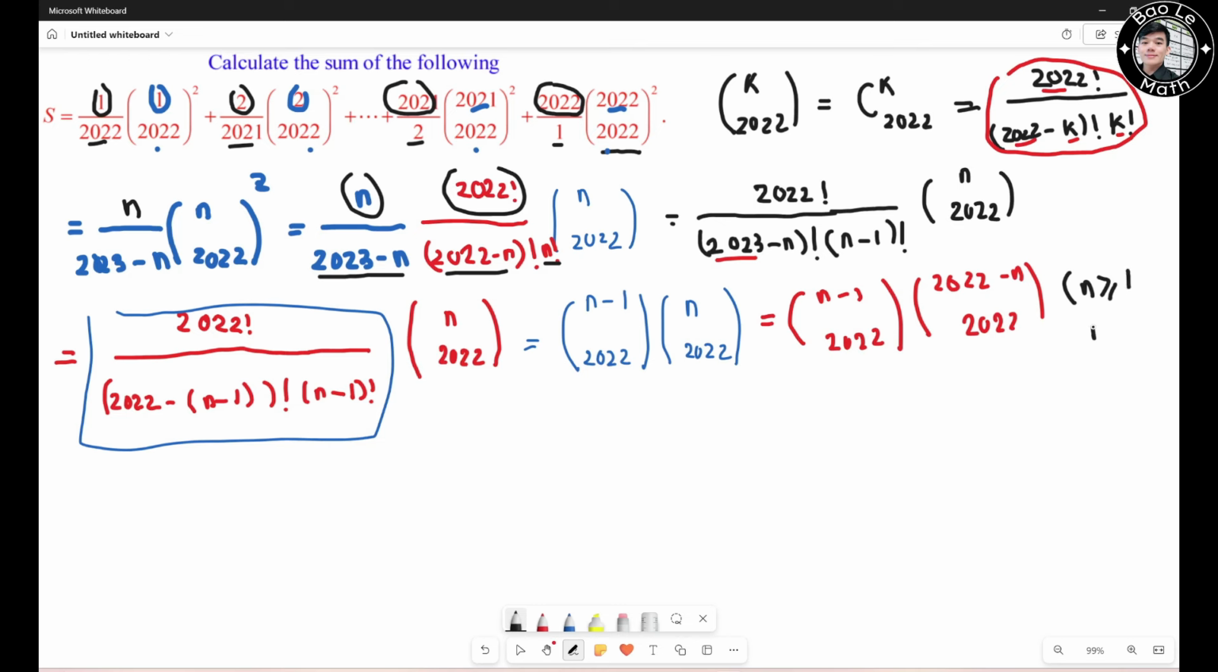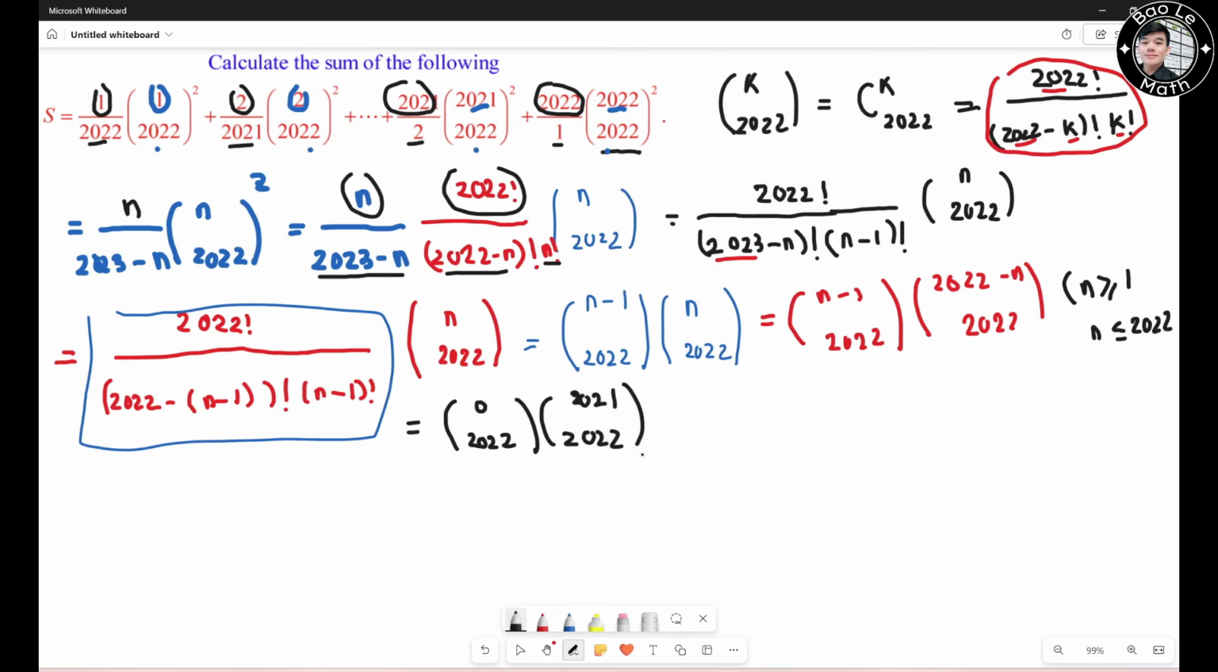And n must be less than or equal to 2022, and n is a natural number. Alright, so now I expand this one. It turns out to be, if n equals 1, we have the combination of C(0, 2022) times C(2021, 2022).